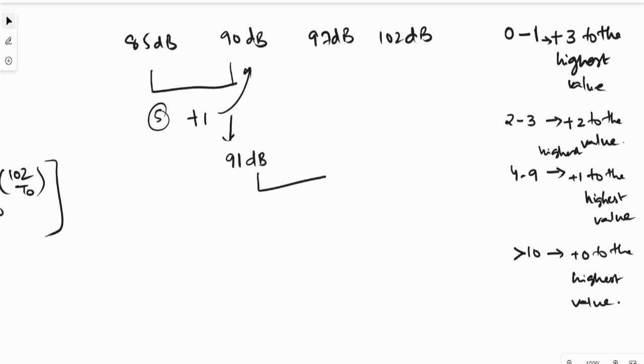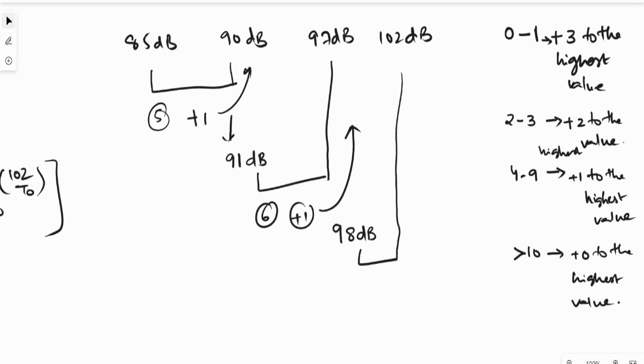Then you take these two values. What is the difference? It is approximately 6. So what you will do is add 1 to the highest value. Okay, then you will get 98 dB. And if you see the difference, 98 minus 102, it is 4. Then you will have to add 1 to the highest value. Then you will get 103 dB.